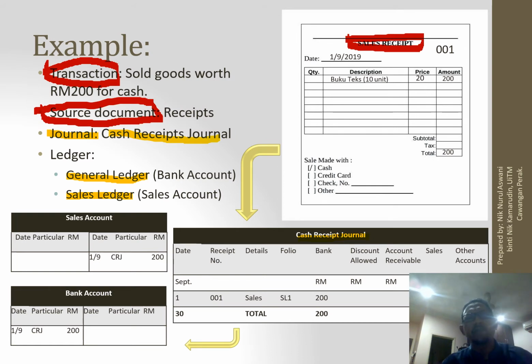At the end of the period, we will close off the sales account and bank account. Then we prepare the trial balance. And then if there is an adjustment, we do the journal and ledger again, then prepare the trial balance. If there is no more adjustment, then we will prepare the statement of profit or loss and statement of financial position.